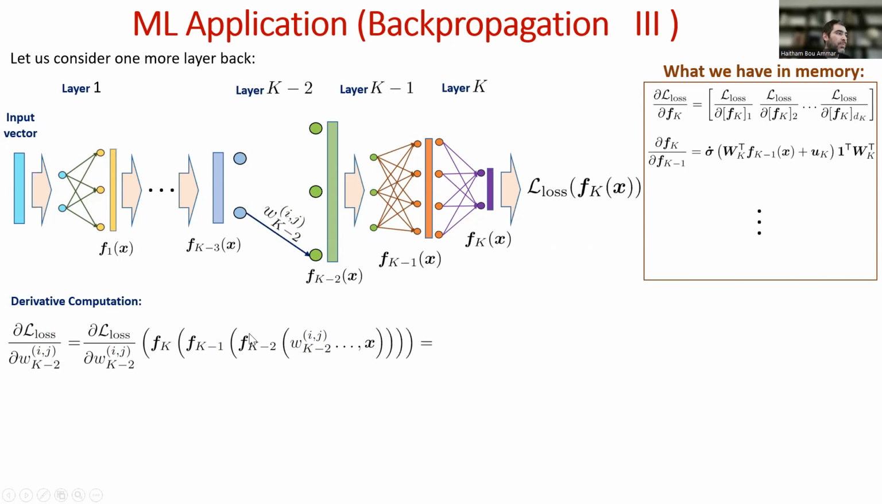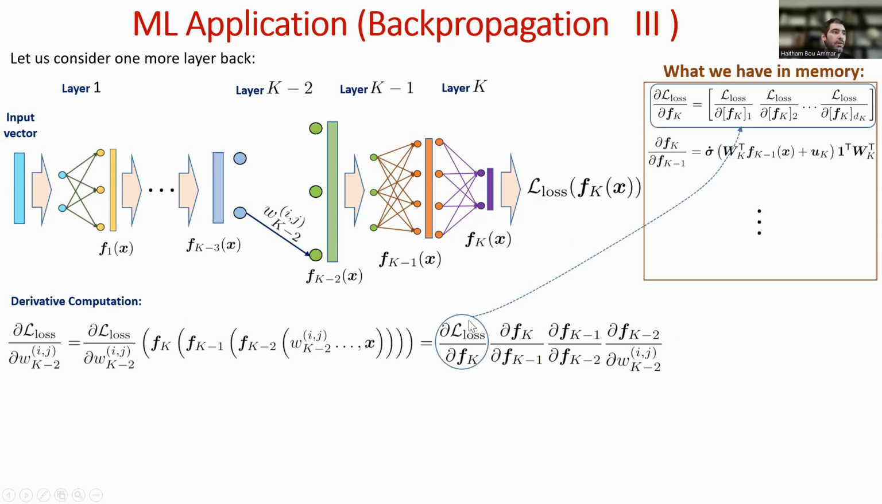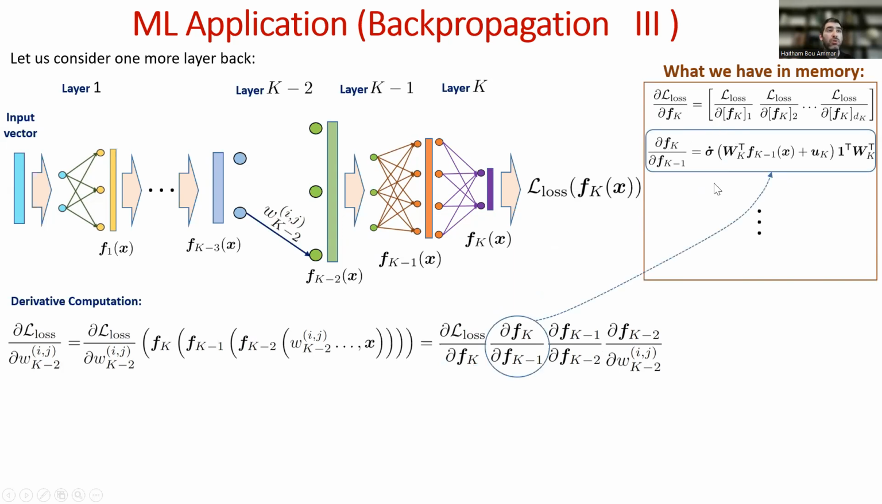Now we have this triple nested compositional function, and therefore, in order to compute that partial derivative, following the chain rule, we'll have to compute these products of four terms. But luckily, this term and the second term are already stored in the memory, and the only thing that we'll need is to compute these two additional terms.